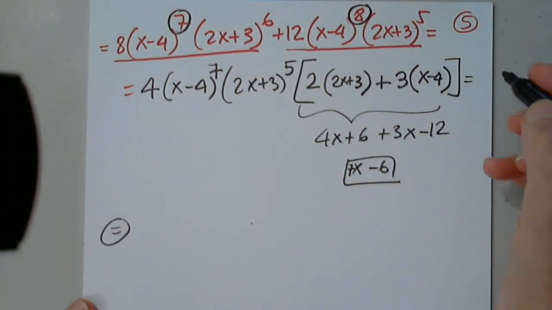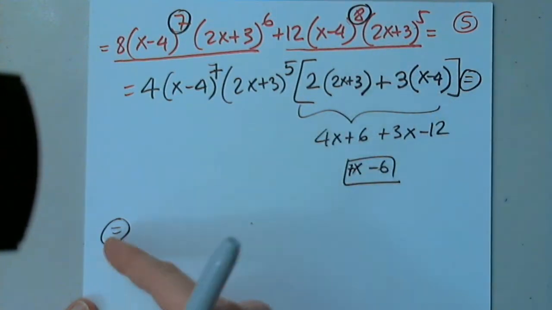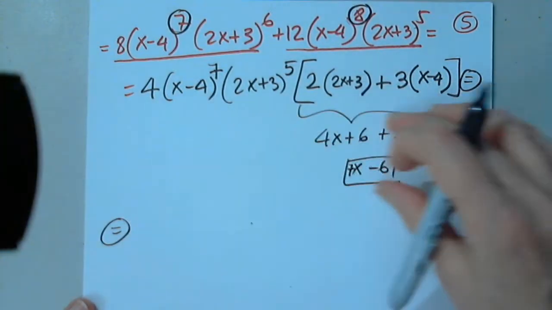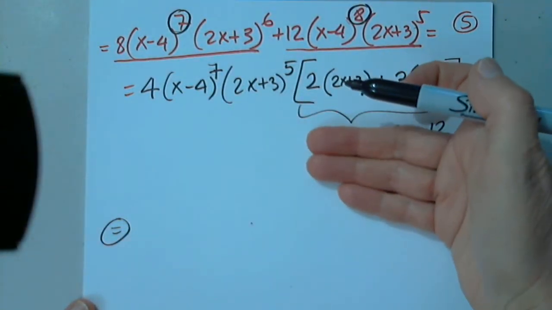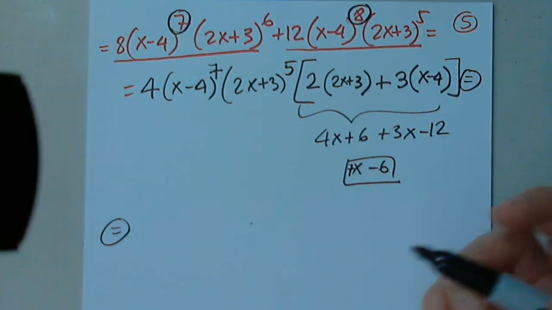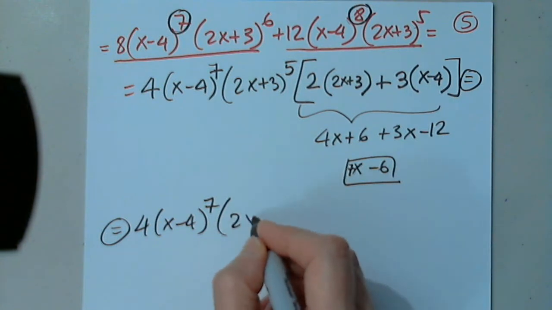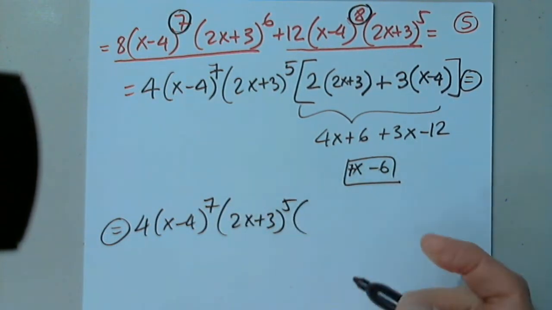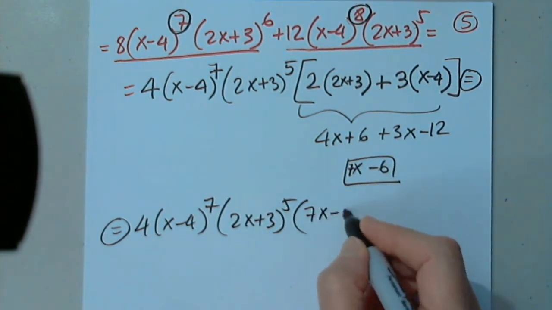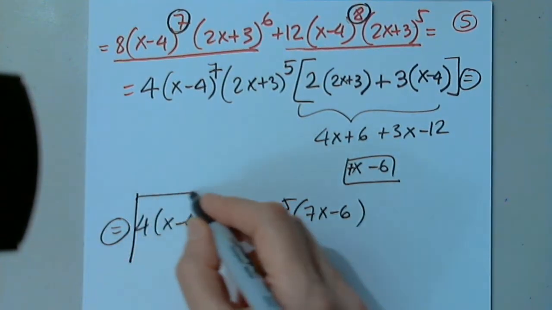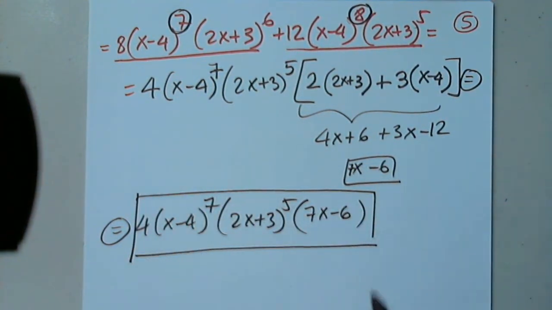So that's why I jump from here, here. That's why I put these circles or triangles, because this part is not needed. I mean, I'm just explaining it. So I have 4x minus 4 to the 7th, 2x plus 3 to the 5th, and 7x minus 6. This is fully simplified and completed.